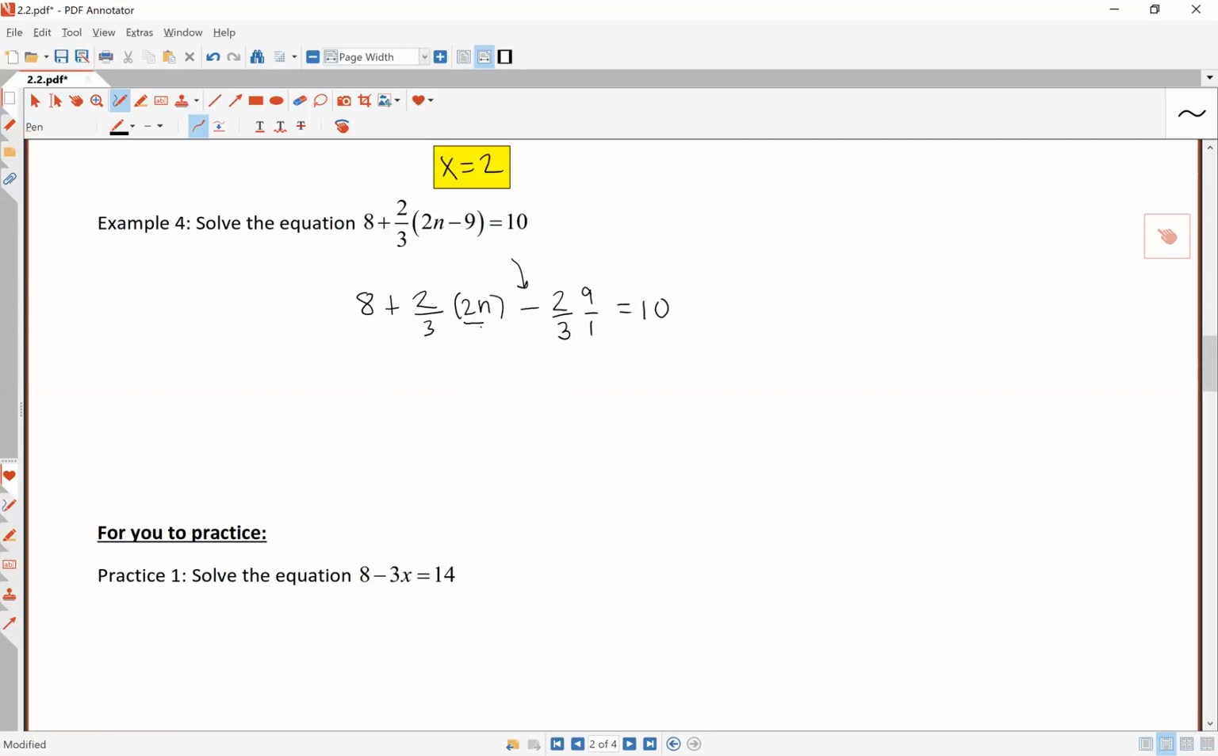2/3 times 2n, there's two 2's on top, which is 4, and 3 times 1 on the bottom, which is 3, so 4/3. 3 goes into 3 once, into 9 3 times, and 2 times 3 is 6.